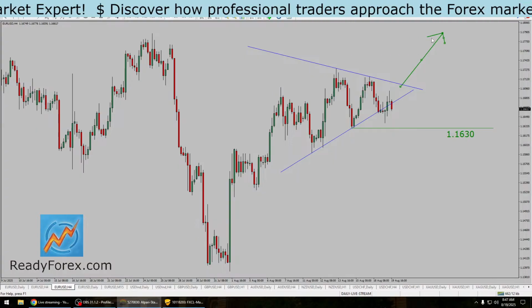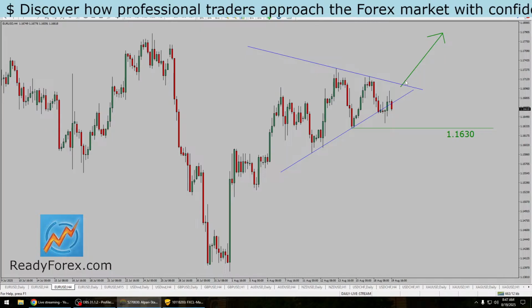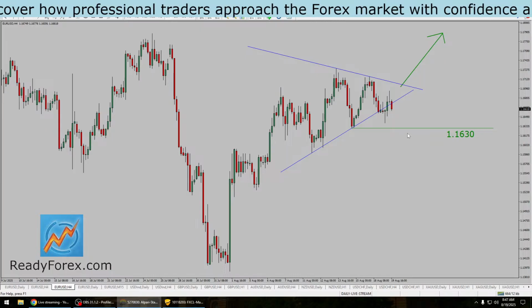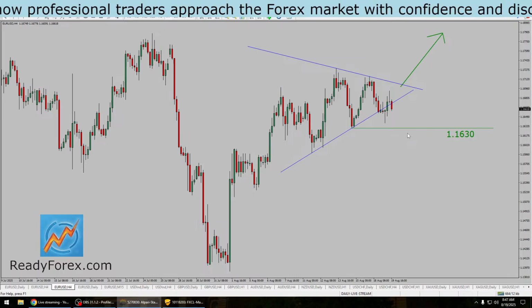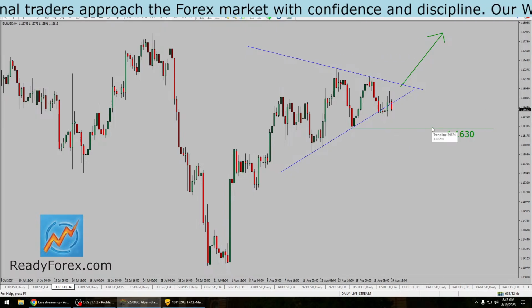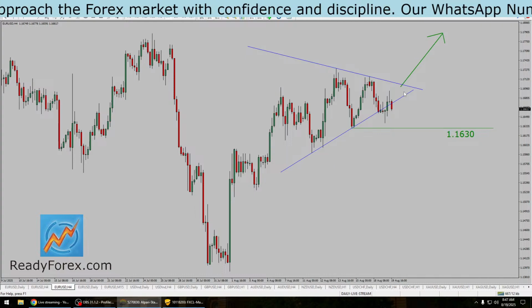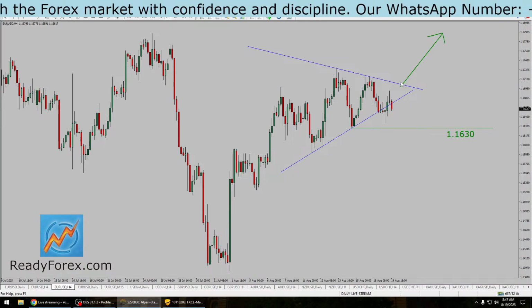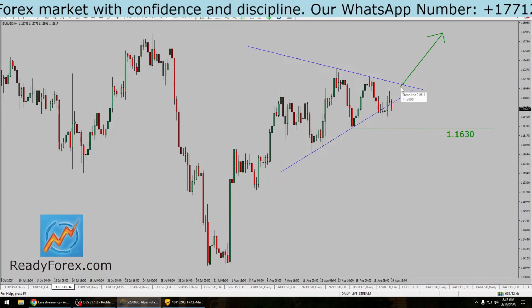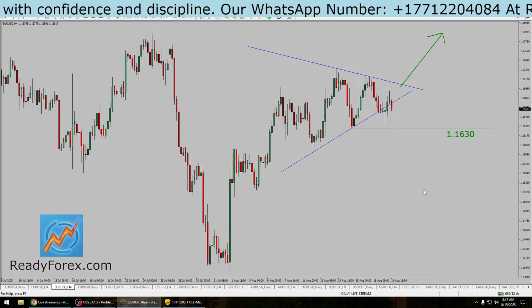Now let's say we do not get this bullish break. Well, if that's going to happen, then obviously price action is going to break below 1.1630 area over here. Okay. So the bullish breakout is only going to work if we do get a bullish break pattern. Otherwise, this whole thing could collapse as well.